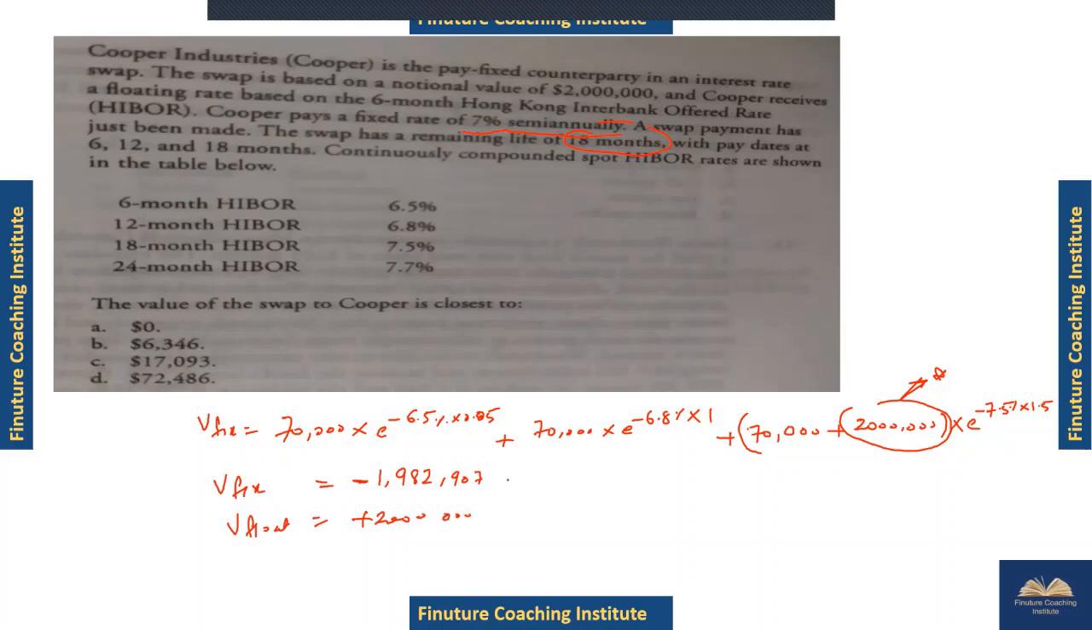So the netting of these two would give me a value of swap. So value of my swap is equal to, so the difference of these two would come around 17,090 for current customers C.